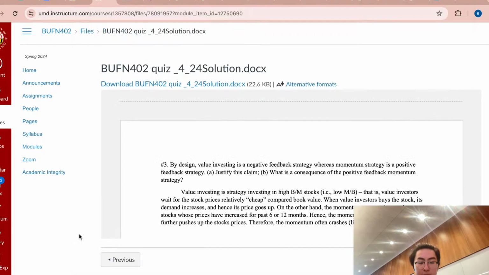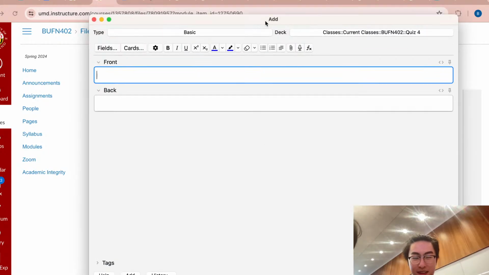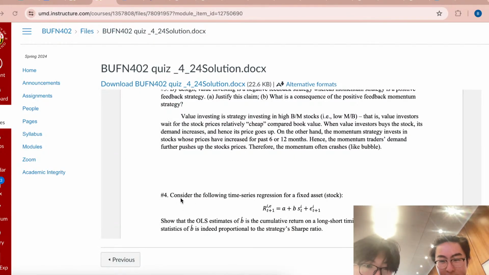Okay, yeah, I think that's pretty good. So this one, oh my god, this sounds really hard. Okay, let's see what we can do. Let's see the problem. Alright. Following time series regression for a fixed asset, show that the OLS estimate of B is the cumulative return and that the T statistic of B is indeed proportional to.